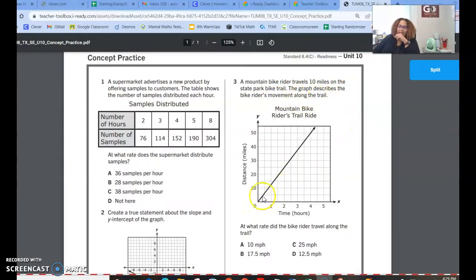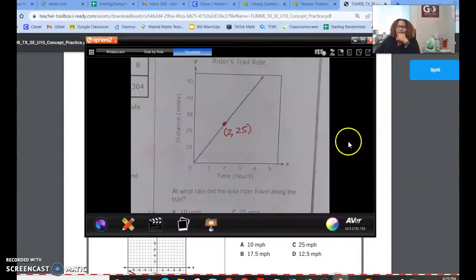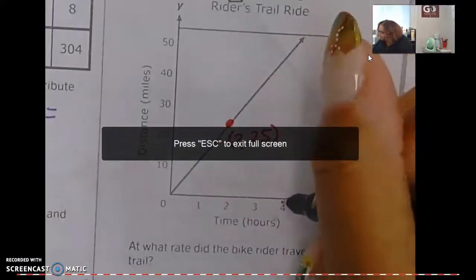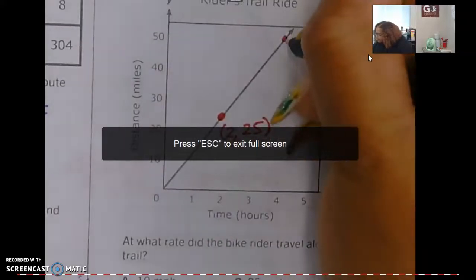So again, I'm looking at this line and trying to find friendly points. Boom, there's one at running 2 and jumping 25. So 2 and 25 is going on my paper. Then I keep running, and I found another point here at 4 and 50. So going back to my paper, there's 4 and 50.